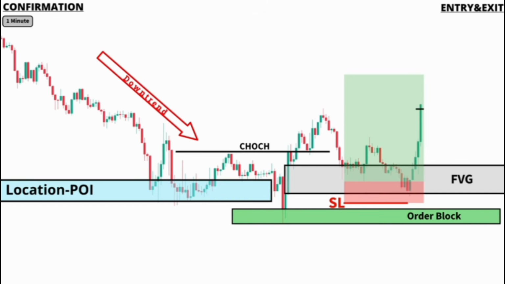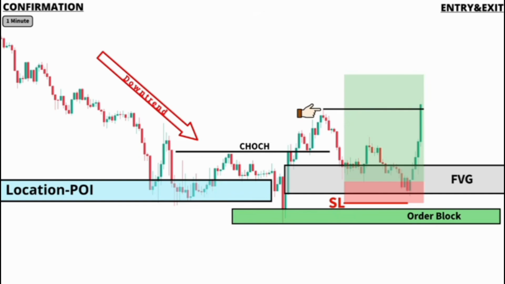Take a look at the chart. Here's the entry, here's the stop loss, and here's the 5R target. When price reached this level, we locked in profits on half of the position. At this point, the trade is already profitable, and our overall risk has been significantly reduced.